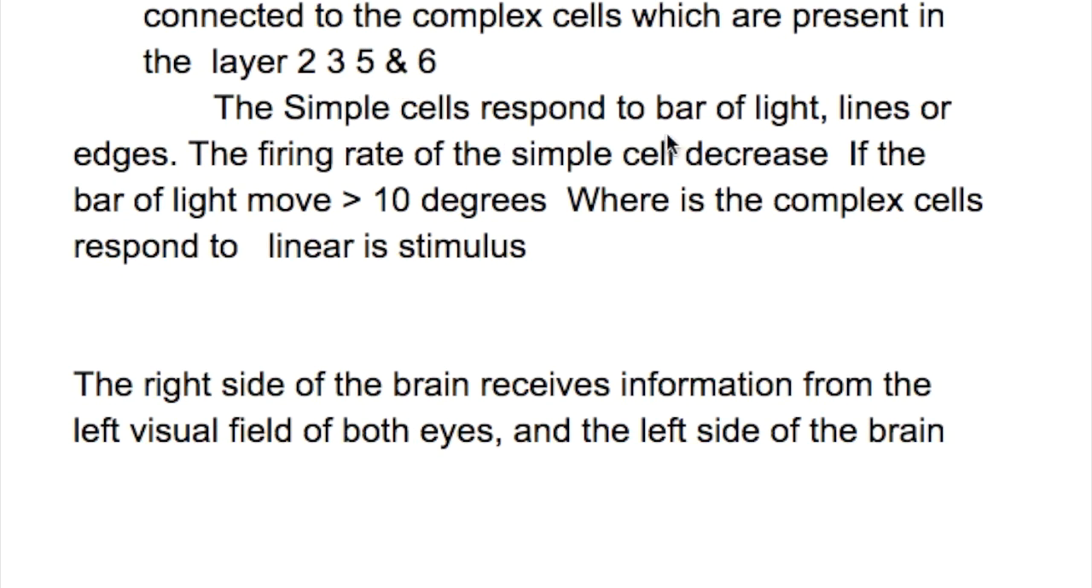Simple cells respond to a bar of light, lines or edges. The firing rate of the simple cell decreases if the bar of light moves more than 10 degrees, whereas the complex cells respond to a linear stimulus.